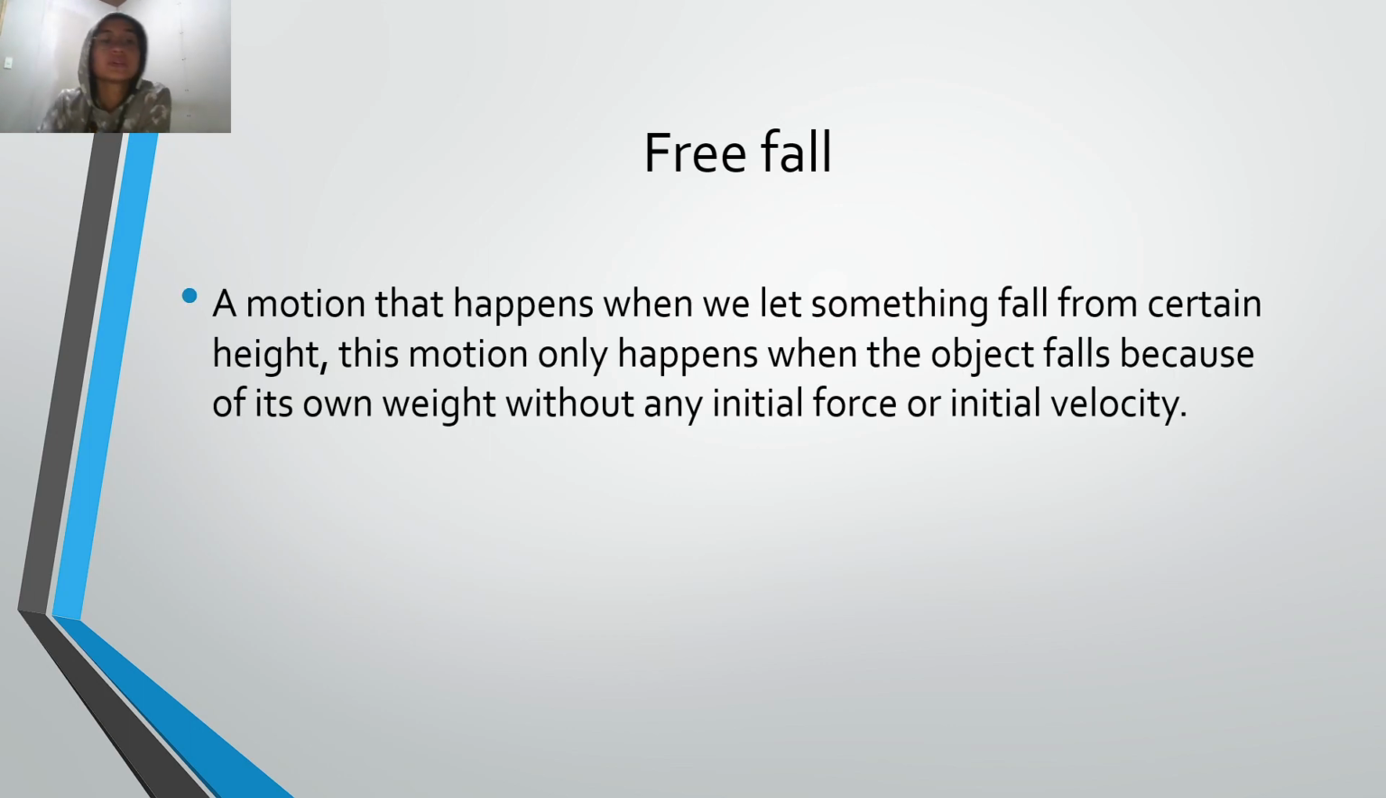So first nga atong i-discuss na vertical motion nga dimension is si free fall. Free fall. Murag gihulog, di ba? Free fall. So a motion that happens when we let something fall from certain height, this motion only happens when the object falls because of its own weight without any initial force or any initial velocity.